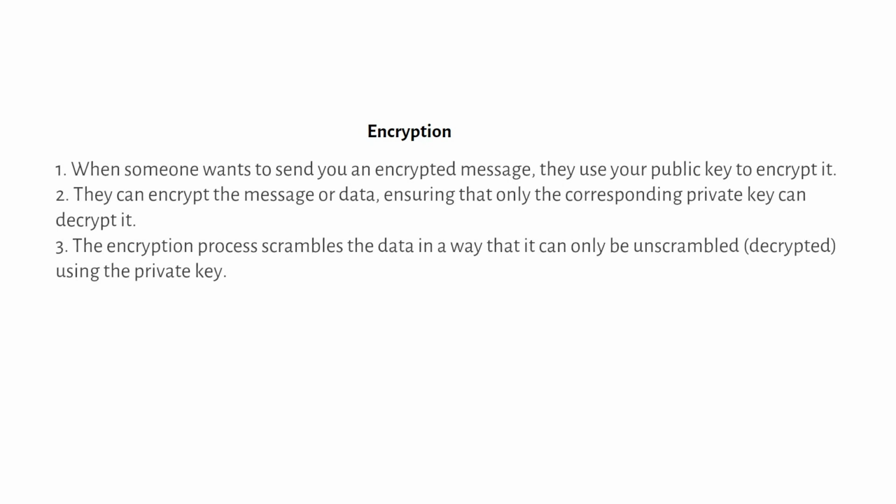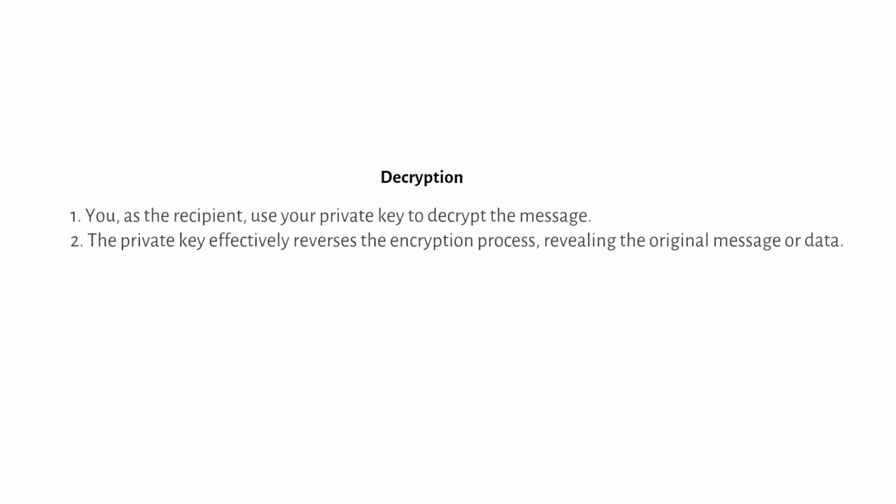When someone wants to send you an encrypted message, they use your public key to encrypt it. They can encrypt the message or data, ensuring that only the corresponding private key can decrypt it. The encryption process scrambles the data in a way that it can only be unscrambled, meaning decrypted, using the private key. You, as the recipient, use your private key to decrypt the message. The private key efficiently reverses the encryption process, revealing the original message or data.